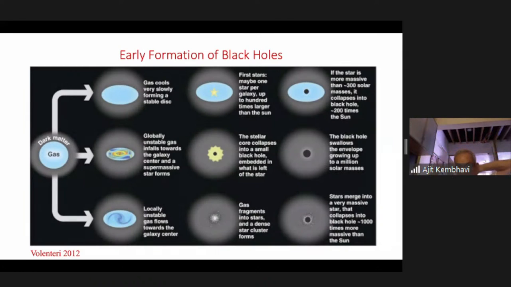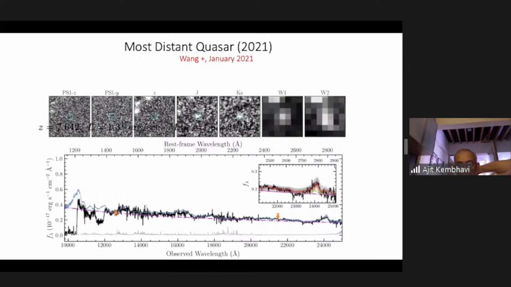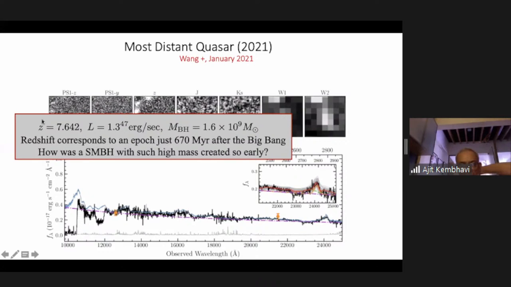But the problem is that there are, let me see if I got the picture here. If you look at this object here, which is the most distant quasar known in 2021, January 2021, it is at a redshift of 7.6. It has got a luminosity of 1.3 times 10 to the 47 ergs per second. It has got a black hole mass of 1.6 times 10 to the 9 solar masses. Right. Because this quasar is located at a very high redshift, the black hole is located at a very high redshift. And at that time the universe was very young, meaning that this object that you're observing emitted light just after the Big Bang.